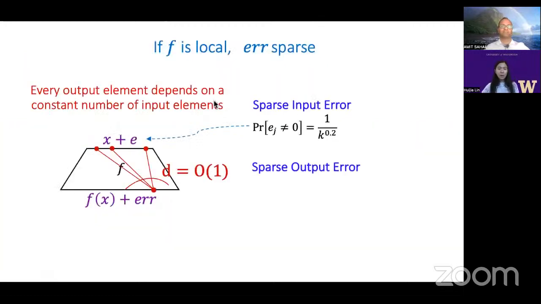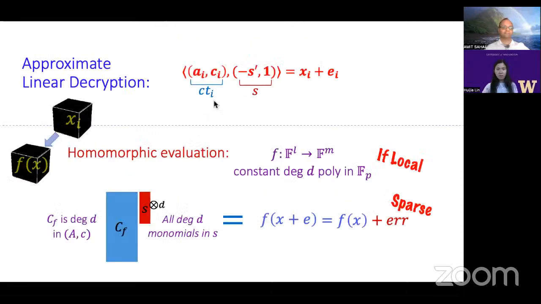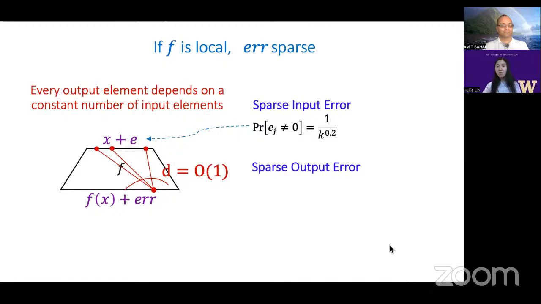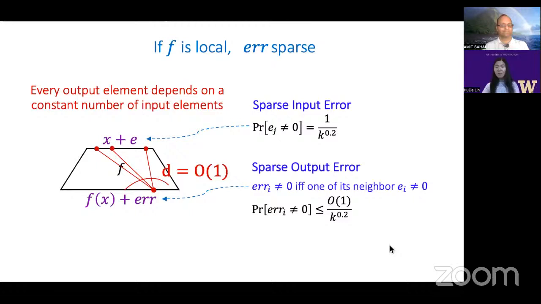So furthermore, we observe that if the function f is in fact local, then the error in the final output is sparse. To see this, note that a local function means every output element depends only on a small constant number of input elements. Since the input elements are only corrupted with very, very sparse errors with probability 1 over k to the 0.2, and every output element is corrupted only if one of its neighbors is corrupted, the probability that it's corrupted is only a constant factor higher, still very, very sparse.